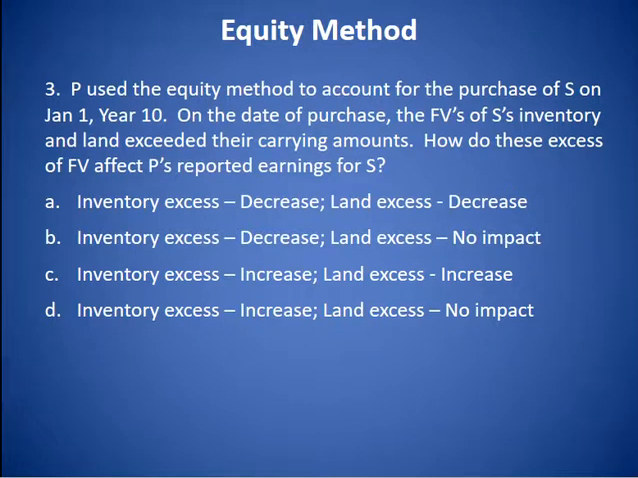P used the equity method to account for the purchase of S on January 1st of year 10. On the date of the purchase, the fair value of S's inventory and land exceeded their carrying amounts. How do these excess amounts of fair value affect P's reported earnings for S? And you're given your 4 choices in the multiple choice. Stop your video. When you're ready for your answer, restart the video.